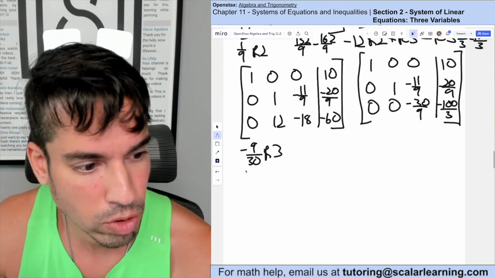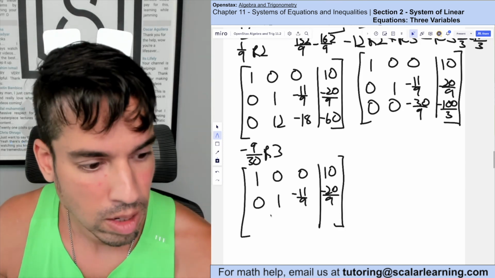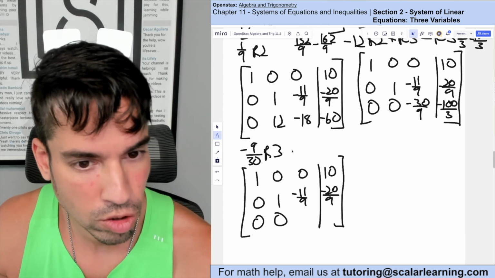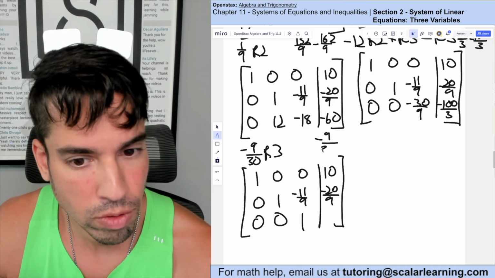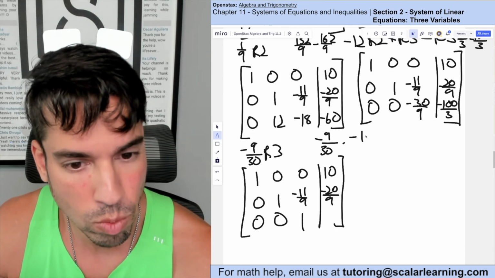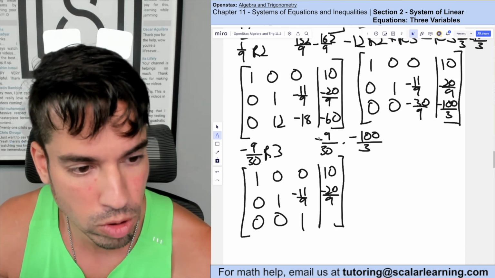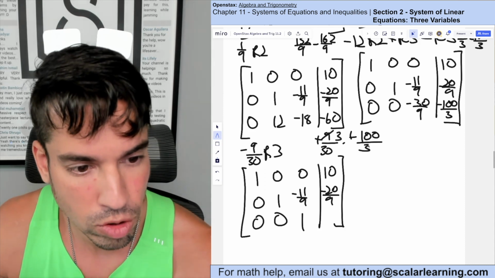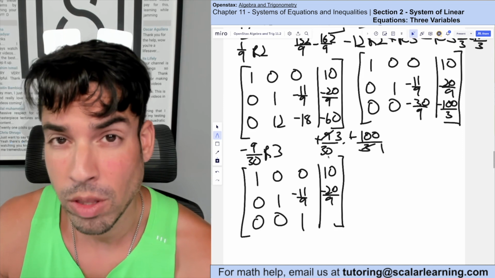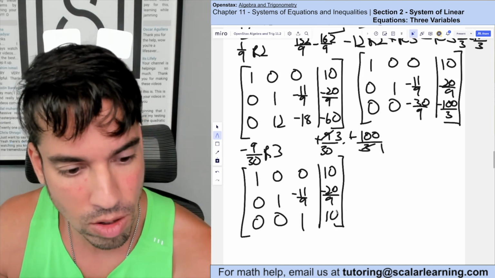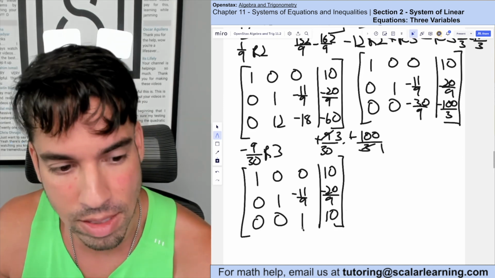So negative 9 over 30 times row 3. So then I get times 0 is 0, times 0 is 0, times its reciprocal is 1. And then we have negative 9 over 30 times negative 100 over 3. Of course, the negatives cancel out. That reduces to a 3. That goes to a 1. So then we have 300 over 30, but that simplifies to 10. All right, so look at that. X is 10 and Z is 10.